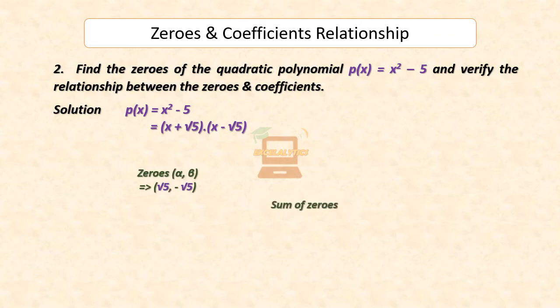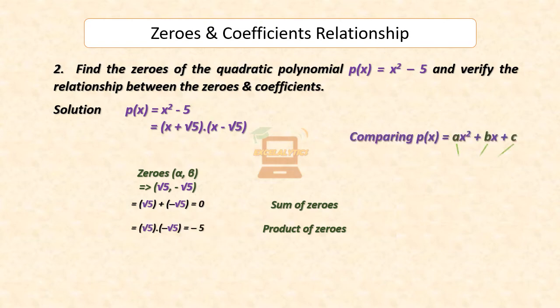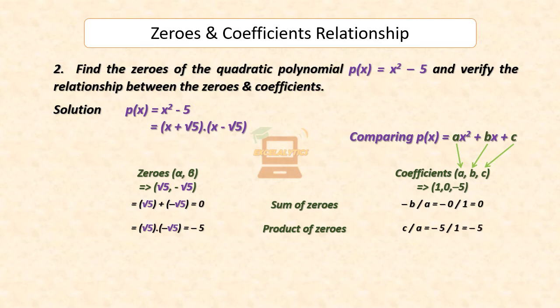Hence, sum of zeros will be root 5 plus minus root 5 equals 0. Similarly, product of zeros will be root 5 times minus root 5 equals minus 5. By equation of relationship of zeros and coefficients, if x squared minus 5 is a quadratic polynomial, then the sum of the zeros will be the negative ratio of the coefficient of x to that of coefficient of x squared. Also, the product of the zeros will be the ratio of the constant term to that of the coefficient of x squared. So, sum of the zeros will be minus 0 by 1 equal to 0. Product of the zeros will be minus 5 by 1 equal to minus 5.